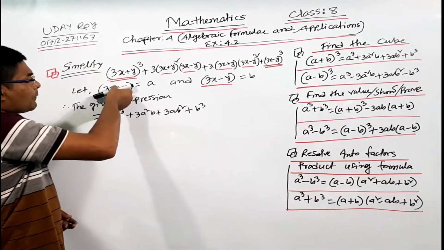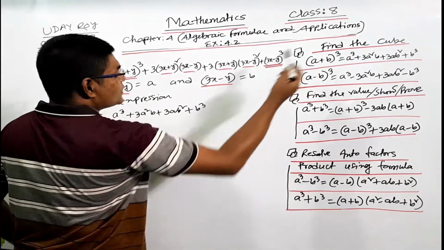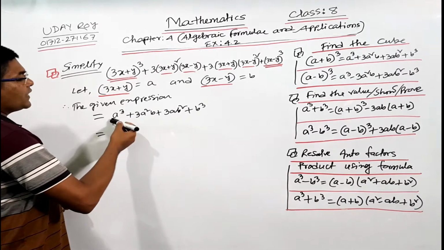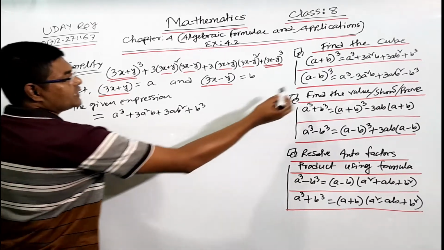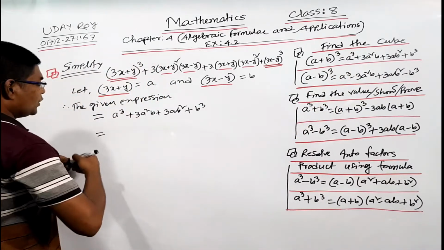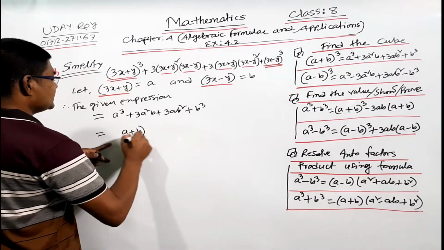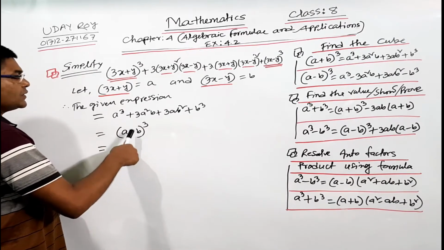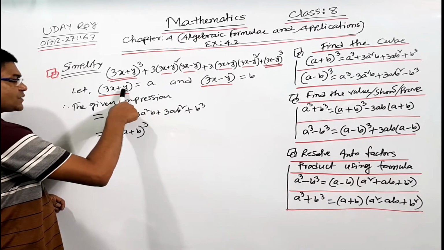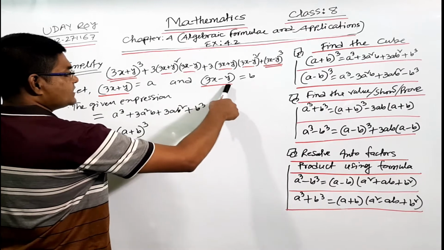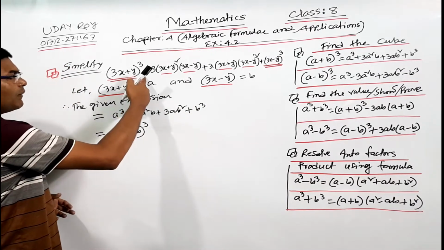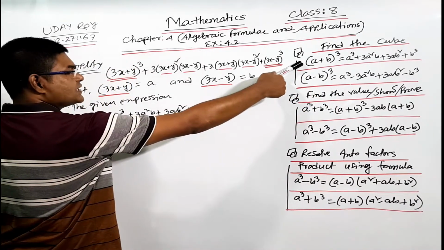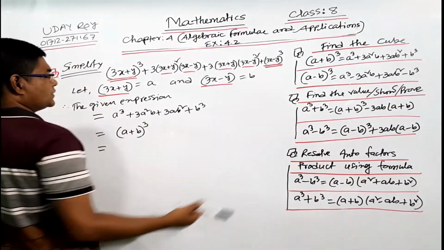If I compare these maths with these rules, so we get a cube plus 3a square b, 3ab square plus b cube. You can see this is equal to a plus b whole cube. We can write a plus b whole cube. What is the value of a? a equal to 3x plus y. What is the value of b? 3x minus y. But if you can see minus, then we have to use these rules. For plus, we have to use these rules. For minus, we have to use these rules.